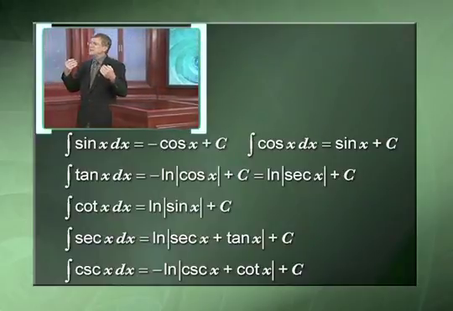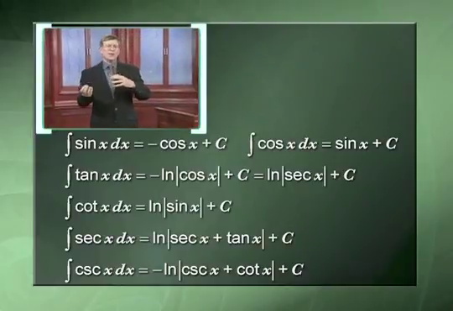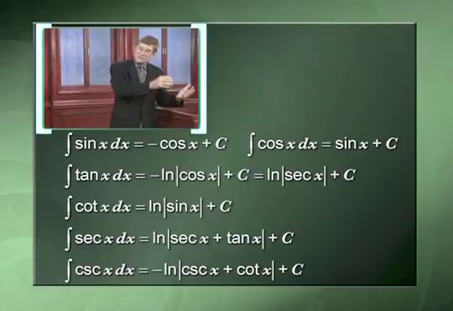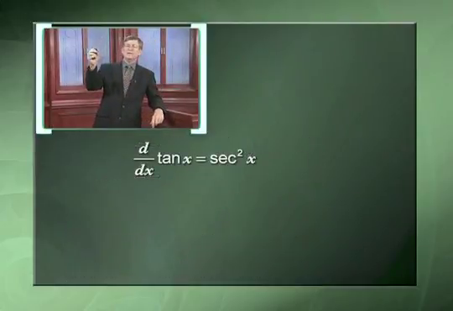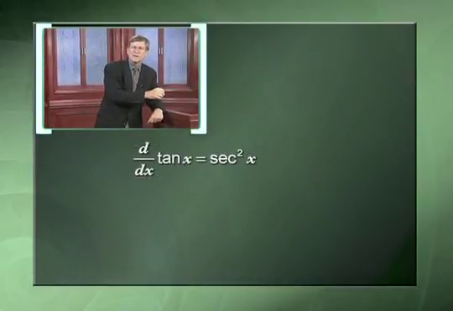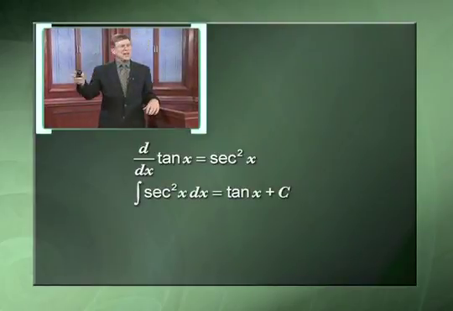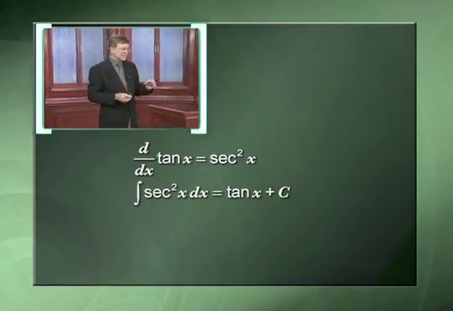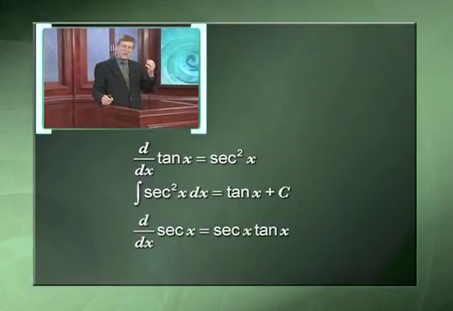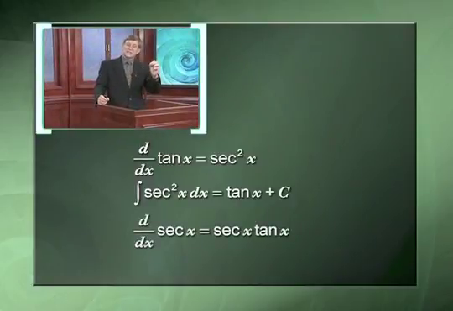Then we have some antiderivatives that come directly from different derivative formulas. For example, the derivative of tangent is secant squared. That means that the antiderivative of secant squared is tangent plus a constant. In the same vein, the derivative of secant is secant tangent.